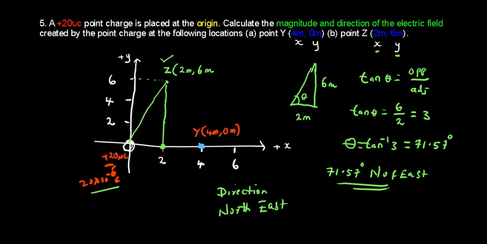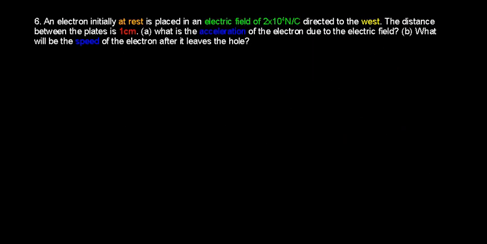Okay. An electron initially at rest is placed in an electric field of 2 times 10 raised to the power 4 Newton per coulomb directed to the west. The distance between the plates is 1 cm. What is the acceleration of the electron due to the electric field? What will be the speed of the electron after it leaves the hole?